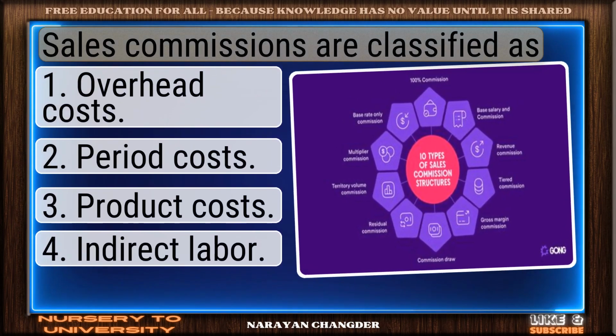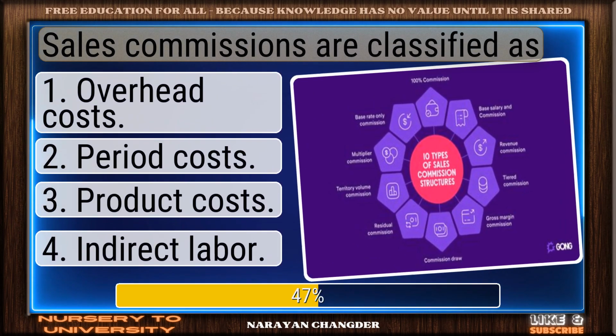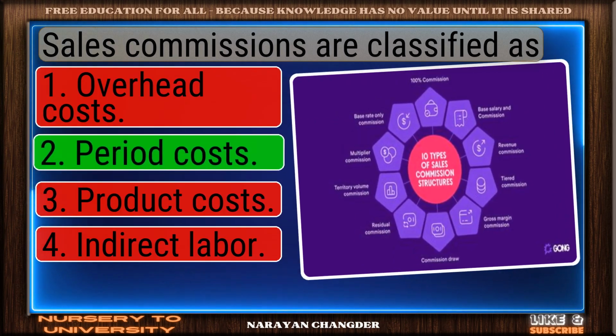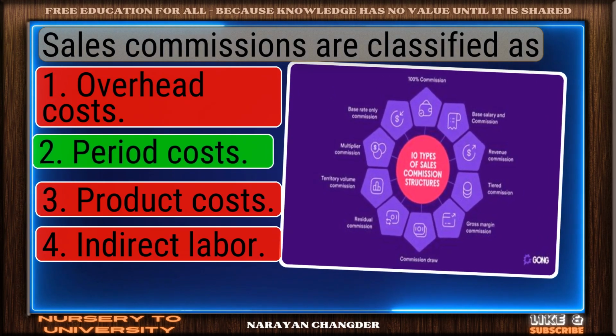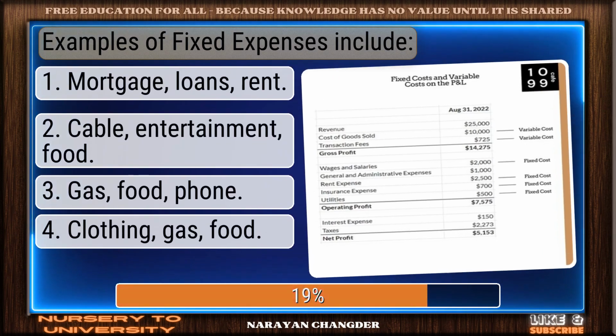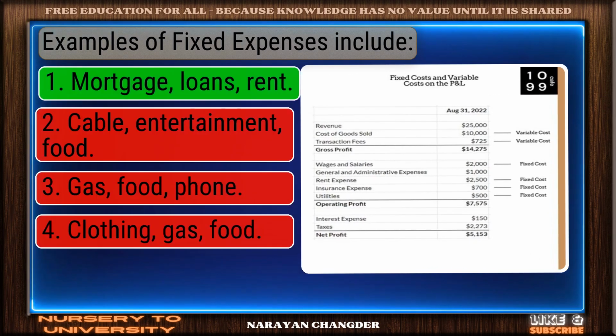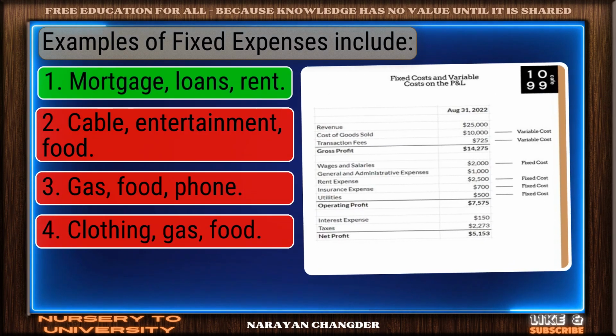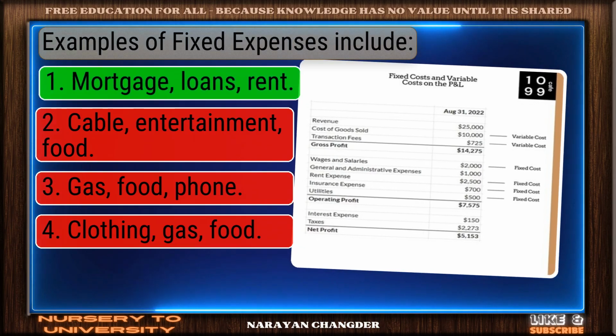Sales commissions are classified as. Well reasoned. Period costs is the correct choice. Examples of fixed expenses include. Bravo. Mortgage, loans, rent is the answer.